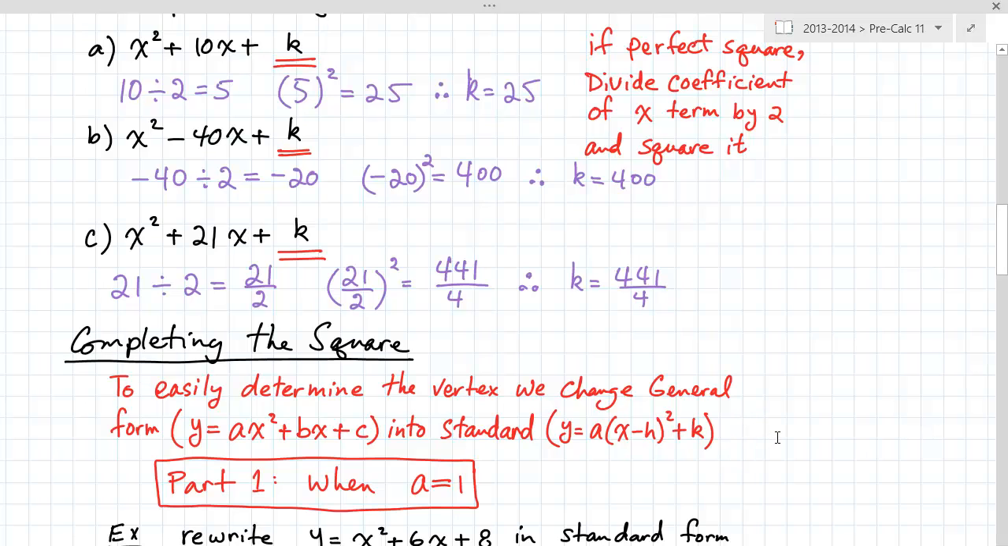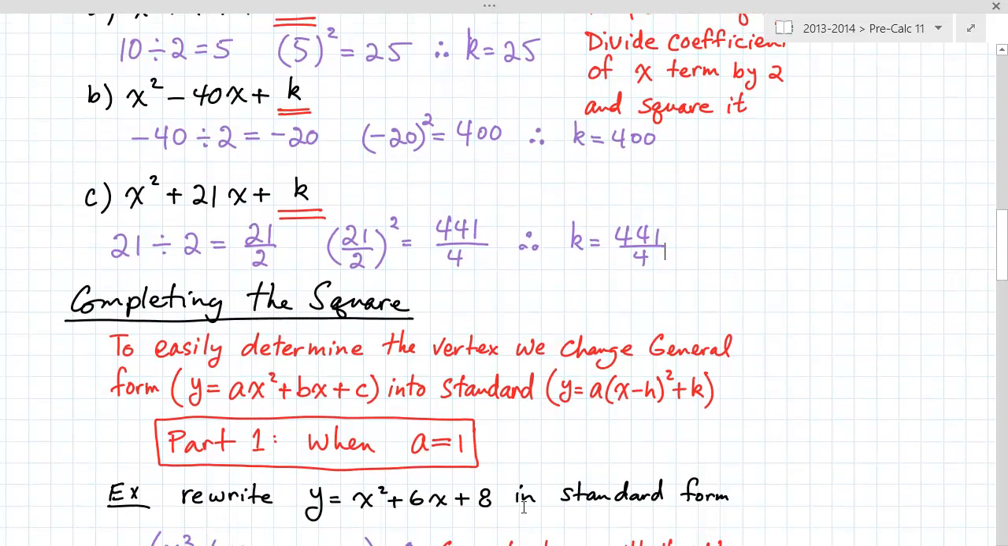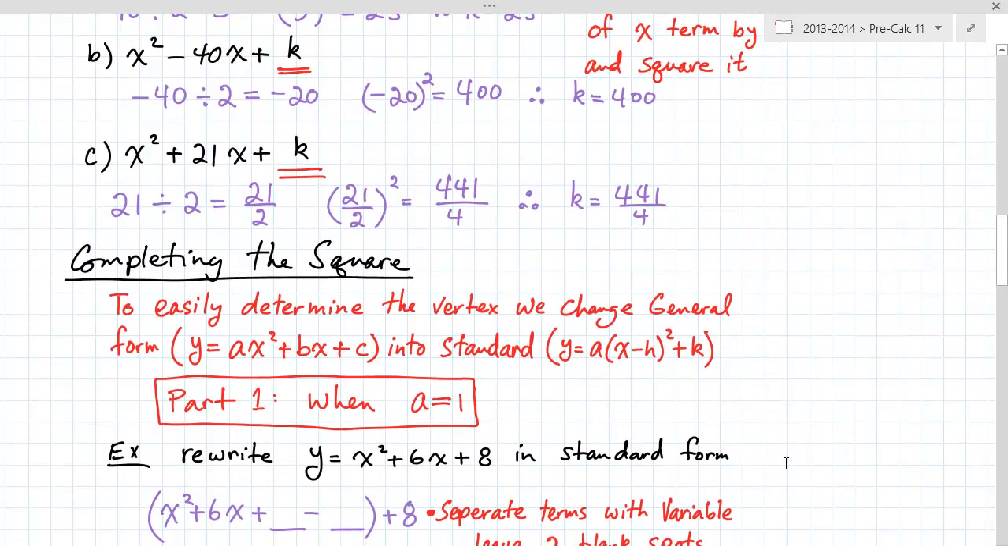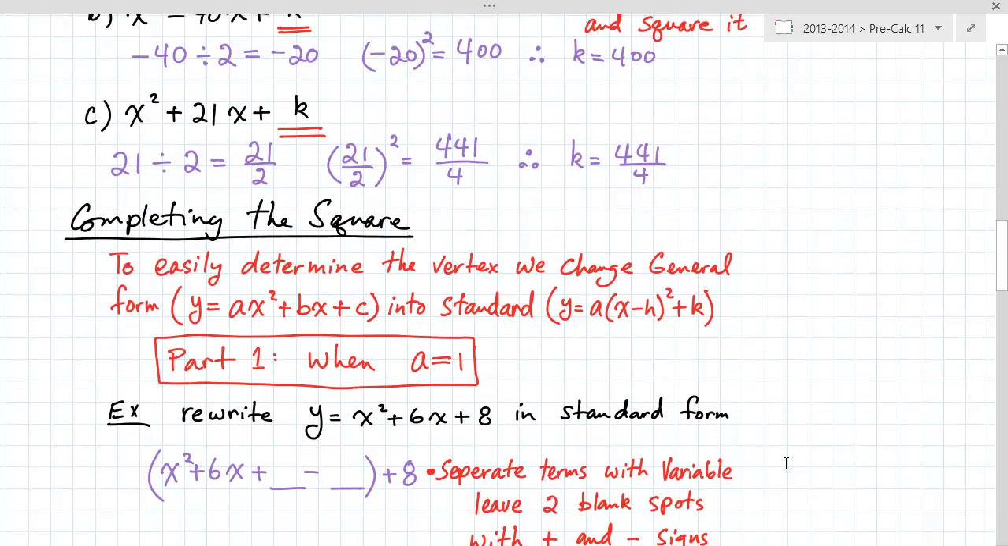Part 1, when a is equal to 1. So if this is ax squared plus bx plus c, right? That means that the coefficient of x squared is equal to 1. So if a is equal to 1, we're going to look at an example where a is equal to 1. In this case, y equal to x squared plus 6x plus 8, a is equal to 1. We want to change this into standard form. So we're going to follow a certain number of steps. Go ahead and write the steps. These are important steps.